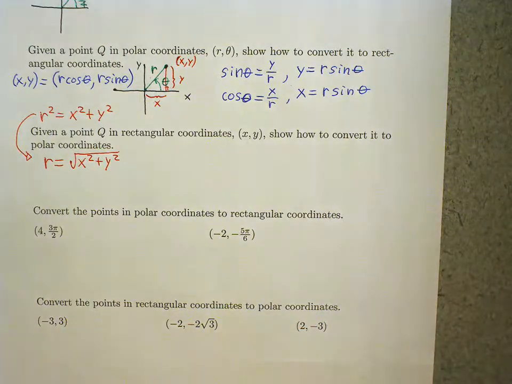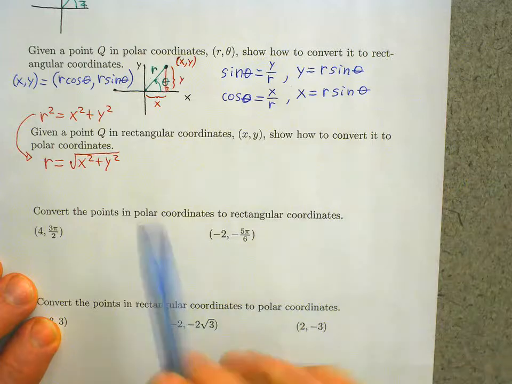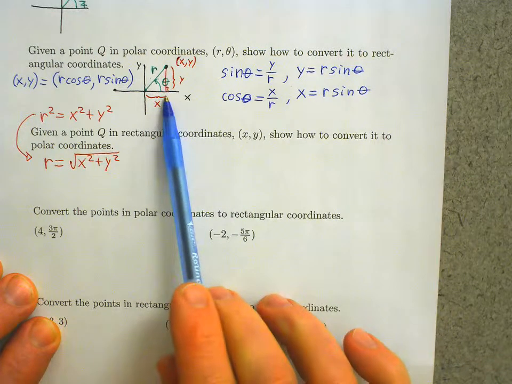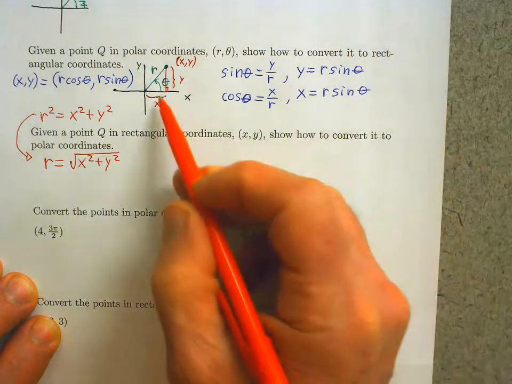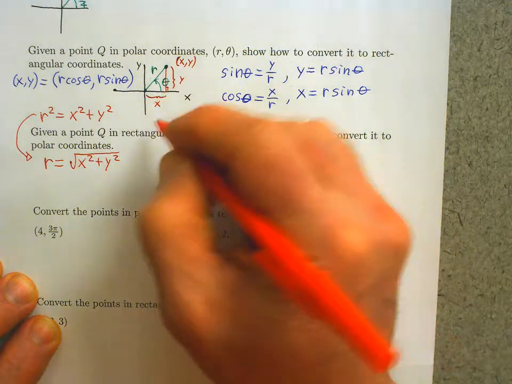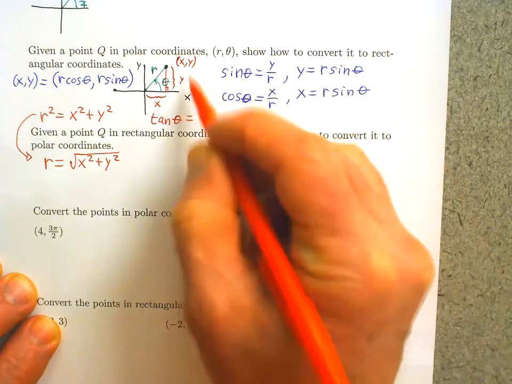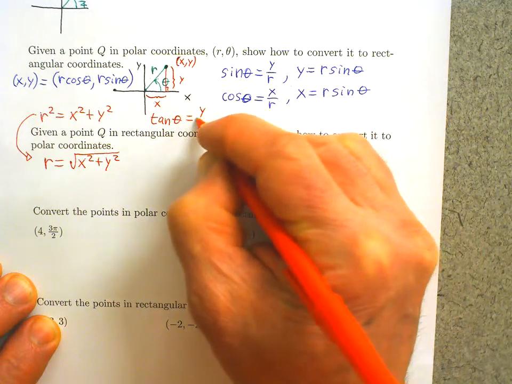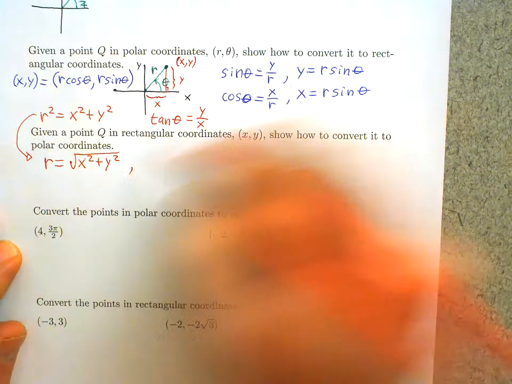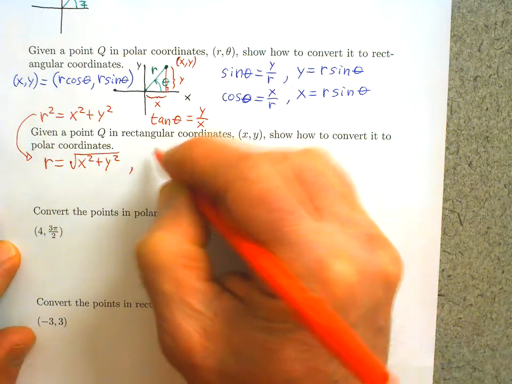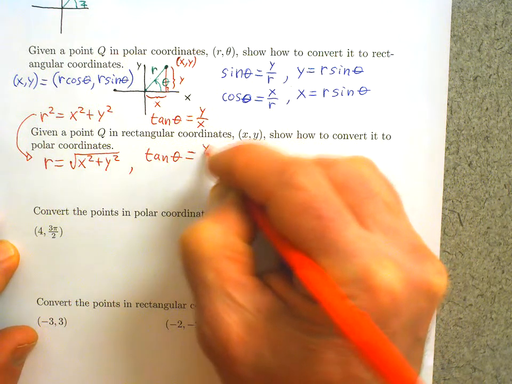Okay, then what about theta? Well, let's go up here to this right triangle again and observe that tangent of theta is y over x. So down here, we make use of that. Tangent of theta equals y over x.